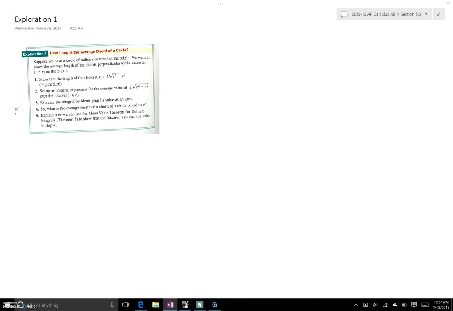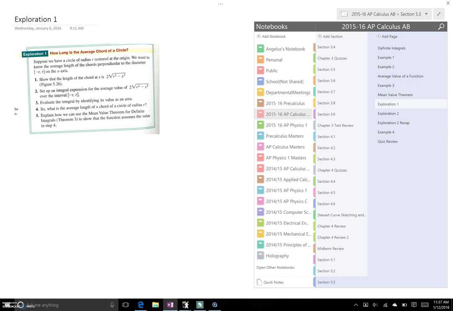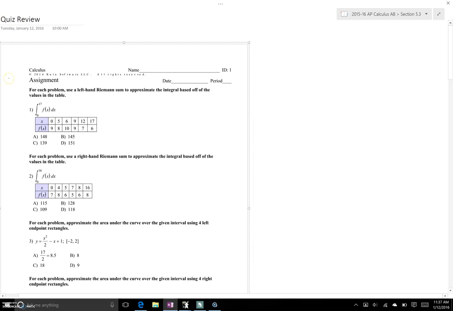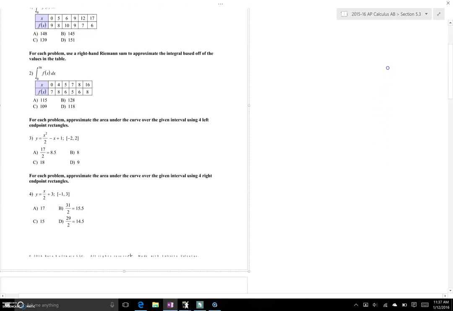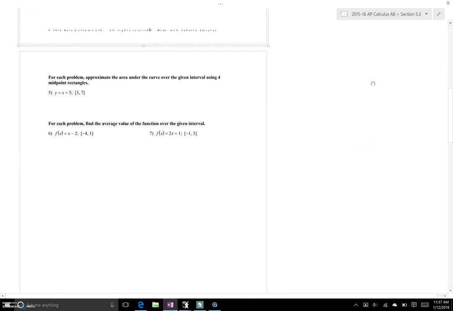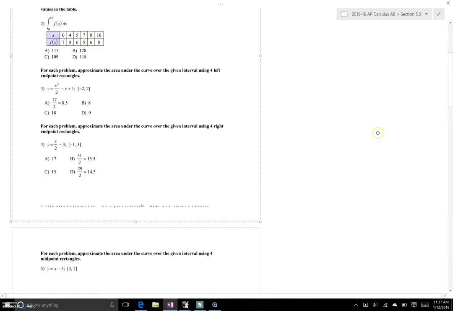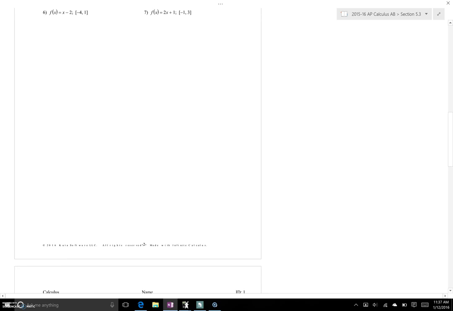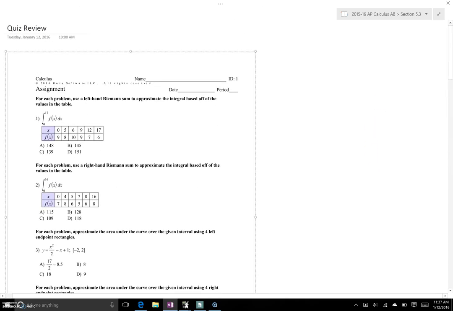Alright guys, so we're going to finish up section 5.3 today. Also, tonight for homework, you'll see on the calendar that I've posted a quiz review here at the end of section 5.3 in my OneNote. This has an example of all the different types of questions that could be on the quiz tomorrow. So there's 7 questions there, you try them out, and then the answer key is listed after that, so you can go back and check your answers.